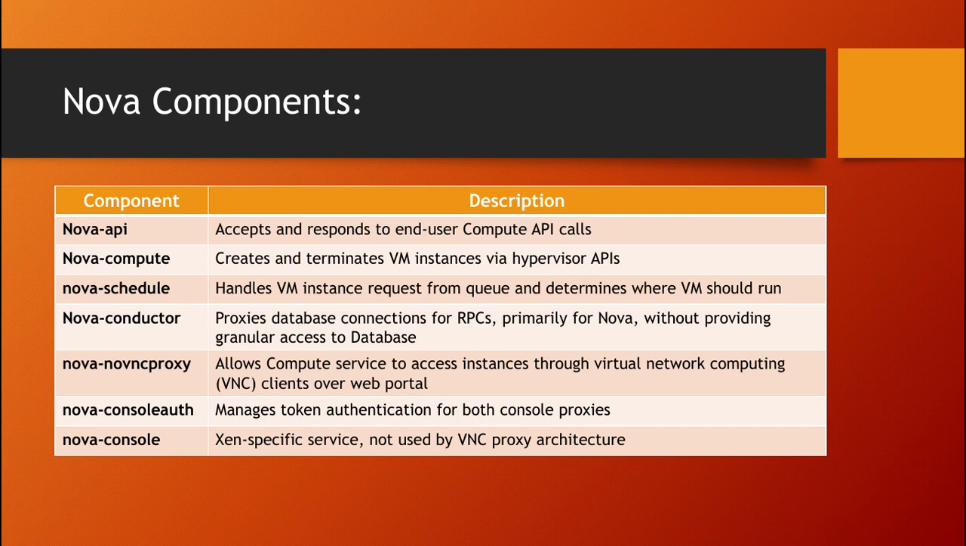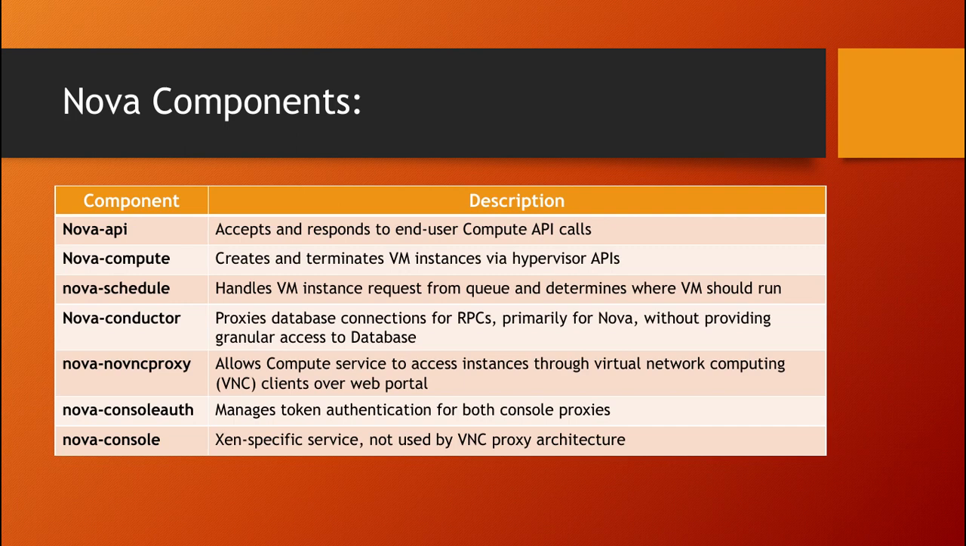Then we have the component Nova scheduler. This is the main component that handles your VM instance requests from the queue and determines where the VM should run. How it works is, suppose you have 4 compute nodes inside your OpenStack platform. When you build a new instance, it is the Nova scheduler service that is responsible for deciding which compute node the new instance will go to, depending on the load and various other aspects.